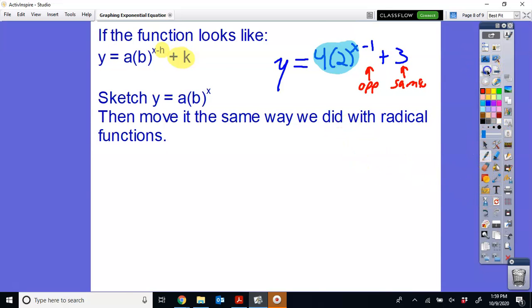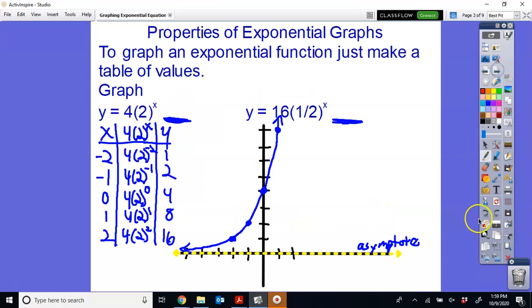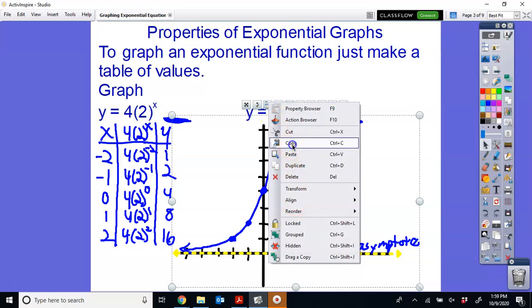Now, I'm going to go back over here and I'm going to see if this thing will let me copy. I hope it will let me do that. Let's see if we can do that.